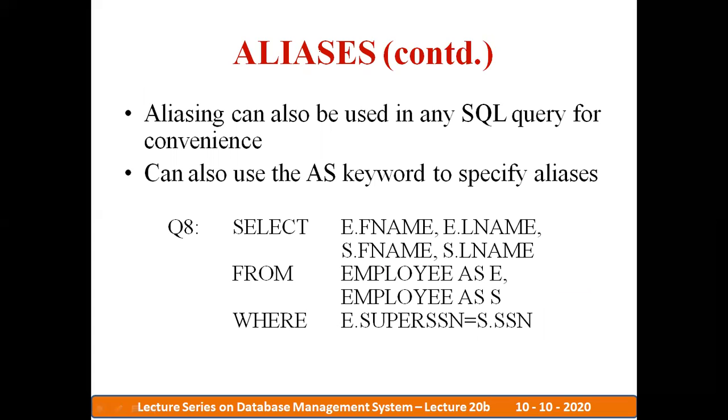So aliasing can also be done in a SQL query for our convenience. For example, as you can see, we can also use the AS keyword. AS means it is once again aliasing. Instead of writing the complete name, you can just write AS, or even if you skip the AS, it is also fine. You give the table name, then one space, then the alias name, either E or S, whatever you wish. Or you can also write employee space Shiva. So instead of writing the employee table, I can also write Shiva. That is no problem.